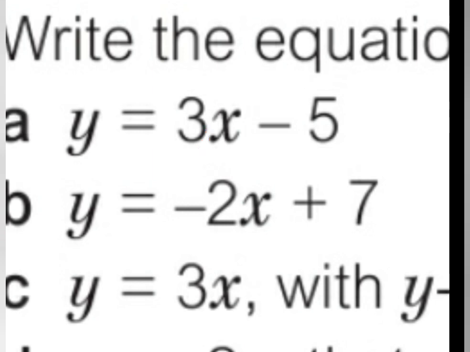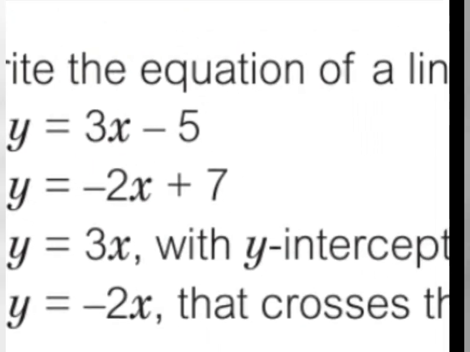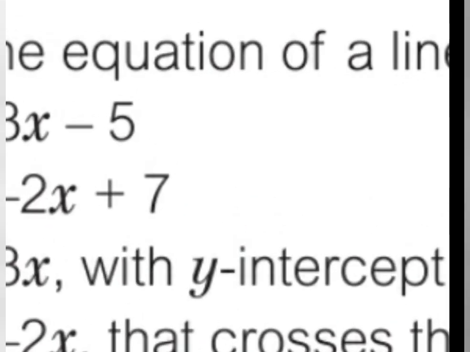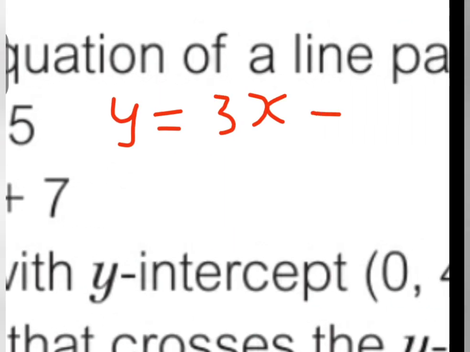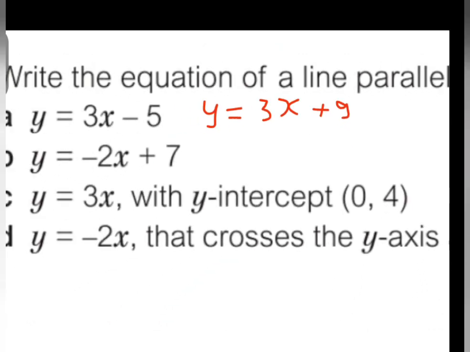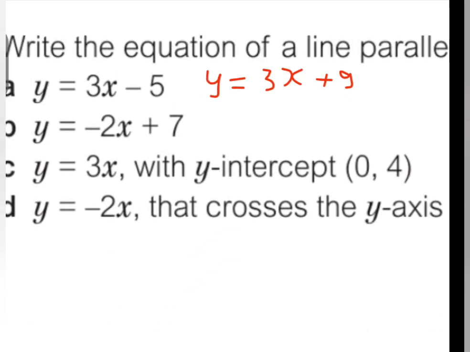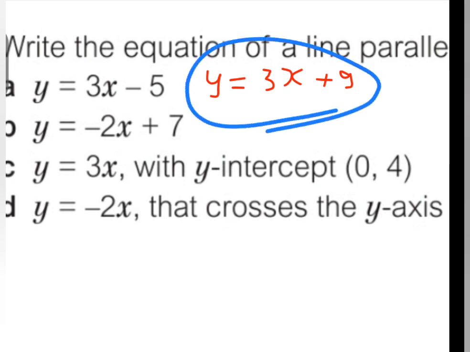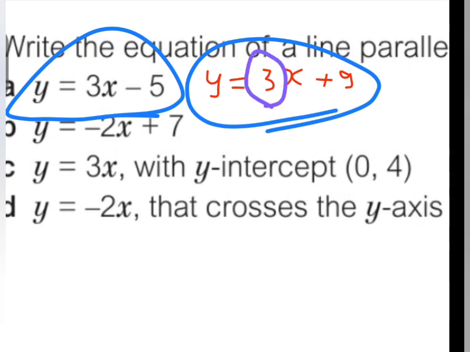Now we just write an equation for another line that has the same gradient. So we say y equals 3x plus 9, for example. Now here you can write whatever you want, but you have to use the same gradient so the lines will be parallel with each other. So here we wrote an equation for a line which is parallel to this one. And how do we know that they are parallel? By using the same gradient.